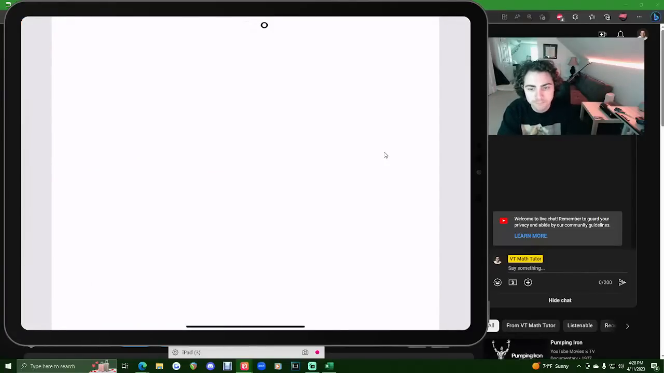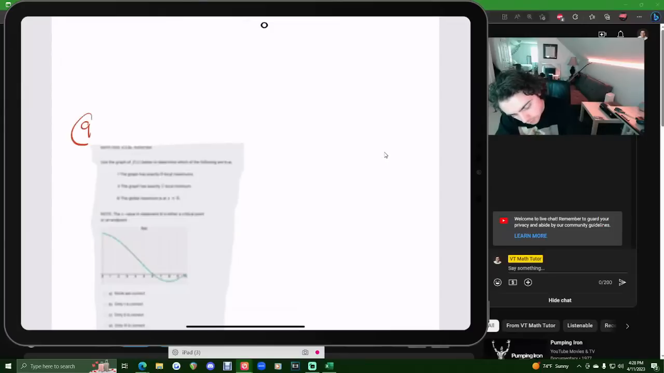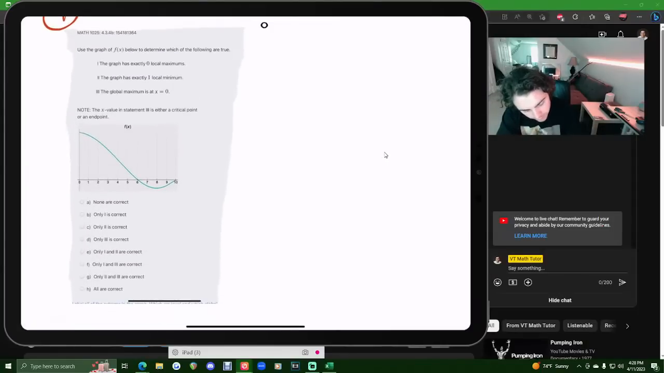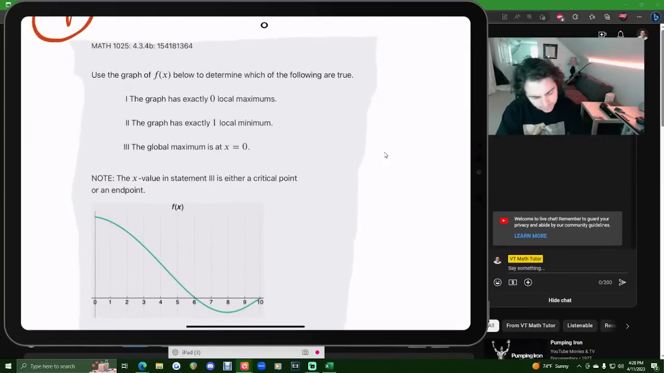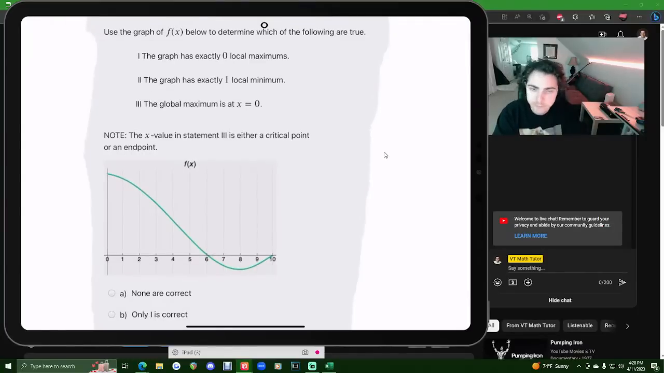Let's do one more. Sorry, this looks a little crazy. I had to block out some of the excess stuff I had. So number 9, this one says the graph has exactly 0 local maximums. Already false. There's got to be at least 1 local max in this case, because they will consider this endpoint as a maximum. So this has 1 local max.